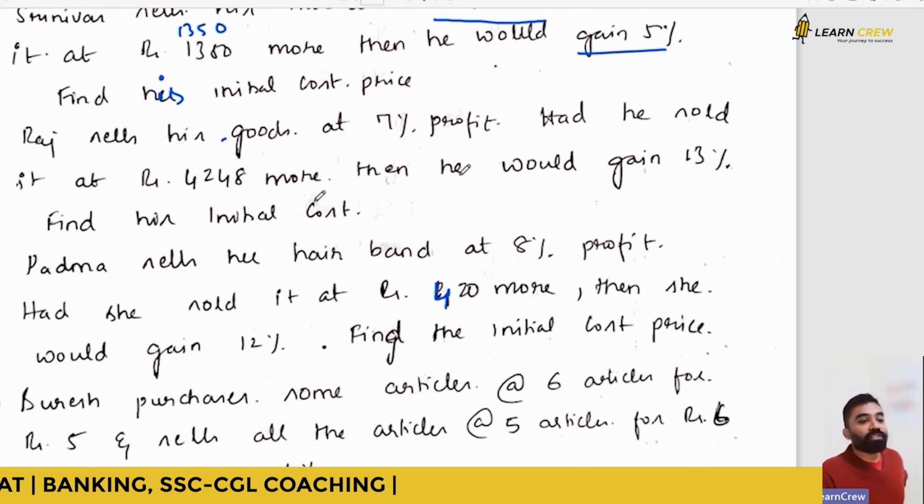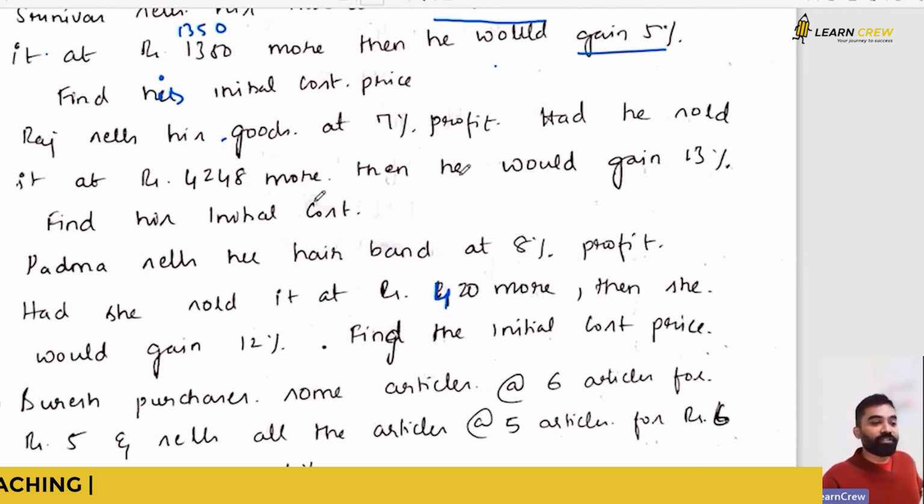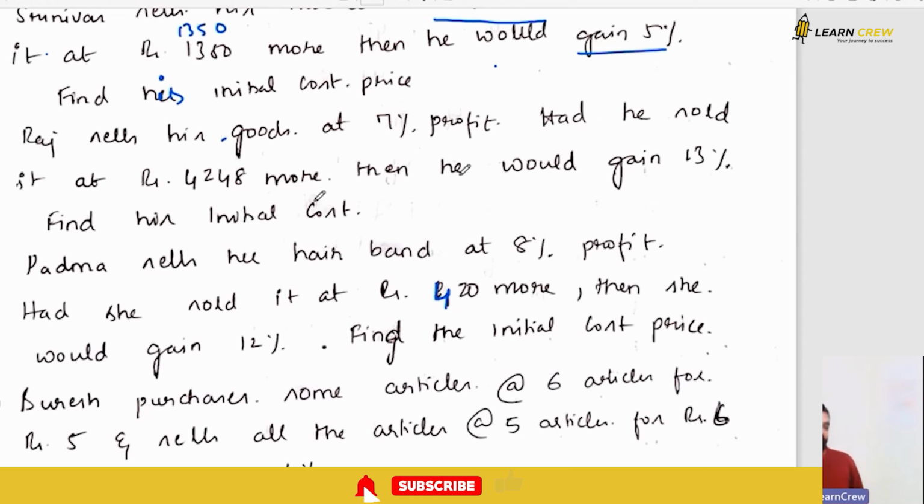Raj sells his goods at 7% profit. Had he sold it for rupees 4,248 more, then he would gain 13%. Find his initial cost. Same thing, the next one also, 16th and 17th. Answer 70,800. All got it?